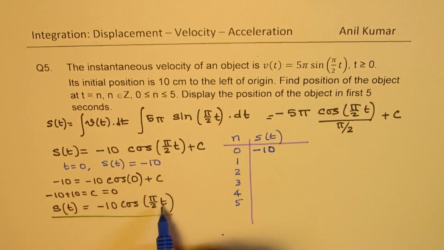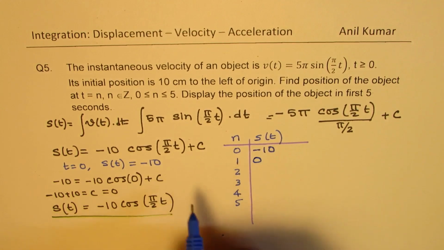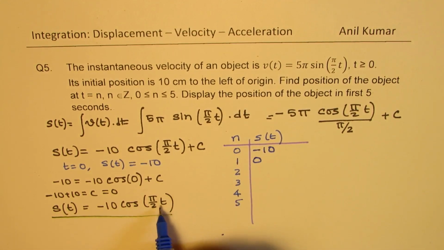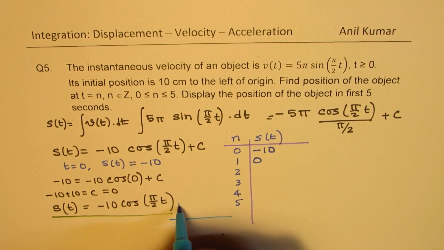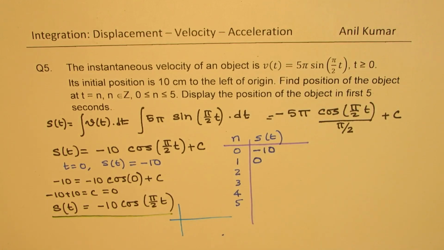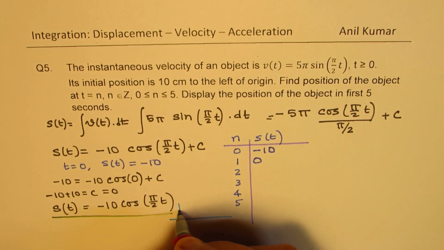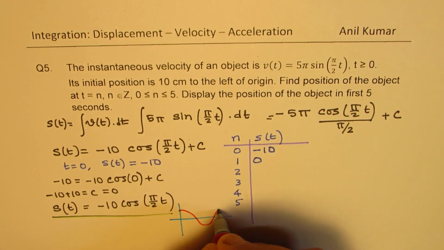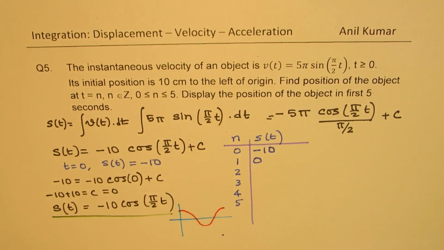If I write 1, cos of pi by 2 is 0, so we get 0. If I write 2 here, we get cos of pi. So, those of you who find it difficult, what we could do here is that we could actually sketch the cosine function, right? So let me do that. So the cos function is kind of like this. Do you see that? So that is the cos function.